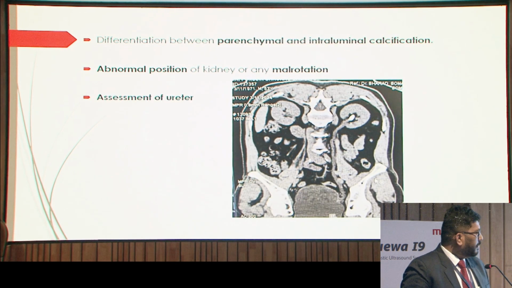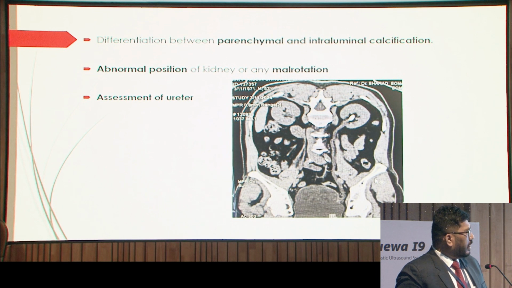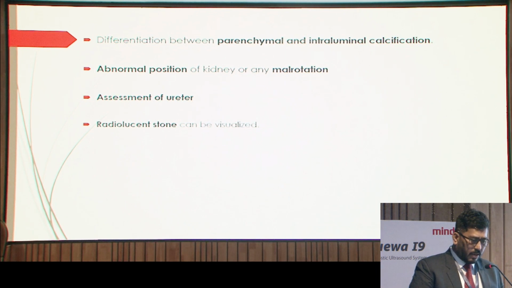Then assessment of the ureter. This is one of the reconstructed images of the ureter. This kind of an image will really help us in managing the stone disease. If it is possible, this kind of images we need. Then radiolucent stones can be visualized in CT.